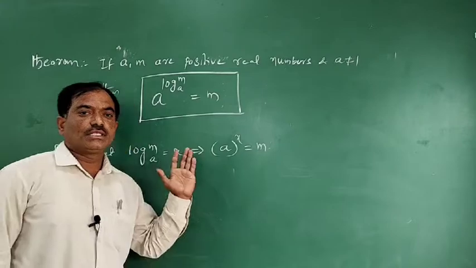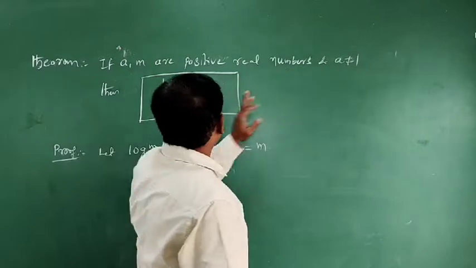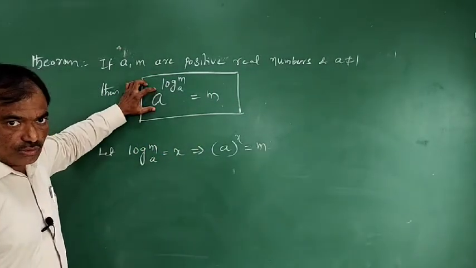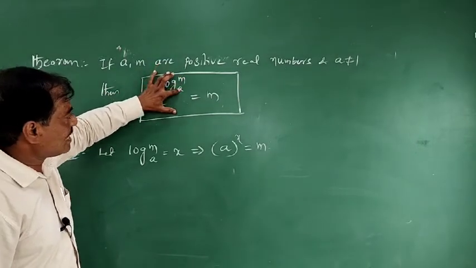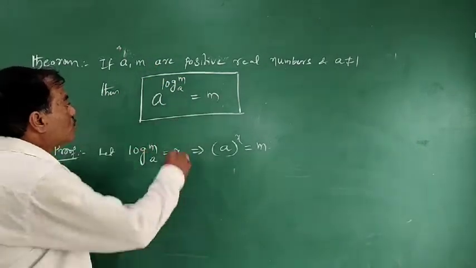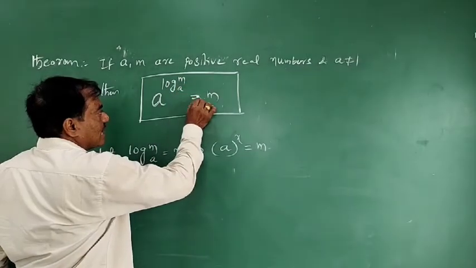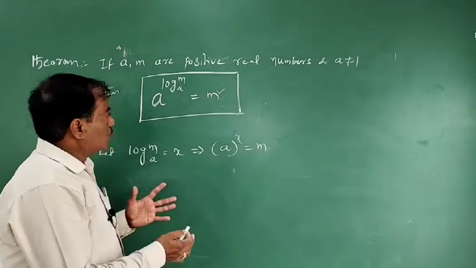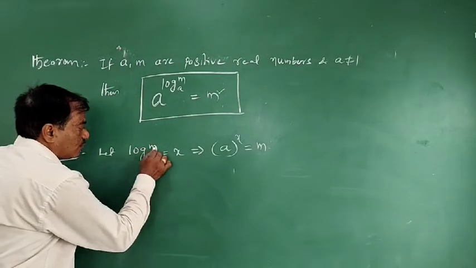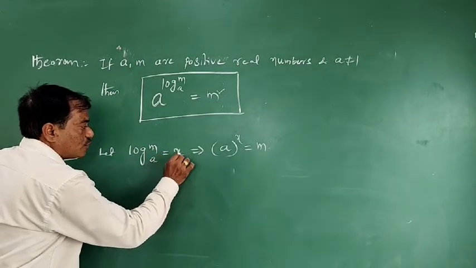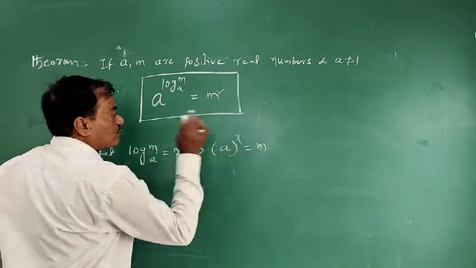Yes, students, this is one more property. If a and m are positive real numbers and a not equal to 1, then a to the power of log m to the base a, this value equals m. So this power is log m to the base a, and this value is directly m. How do we get m? Now we will see here. We assume log m to the base a equal to x. By the definition of the logarithm, a to the power of x equal to m.